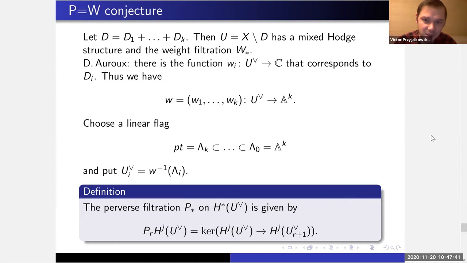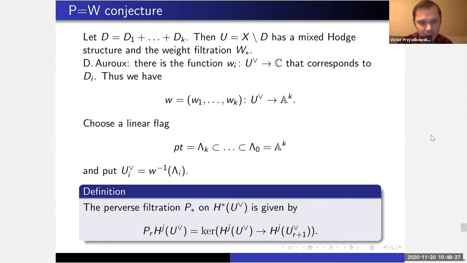That is, consider this k-dimensional affine space and a complete flag of general linear subspaces. So we have a point, a line passing through this point, a plane passing through this line, and so on. Then consider the preimages of this flag in our Landau-Ginzburg model: the fiber over this point, the union of fibers over this line, and so on. So we have a filtration, a stratification of our Landau-Ginzburg model.